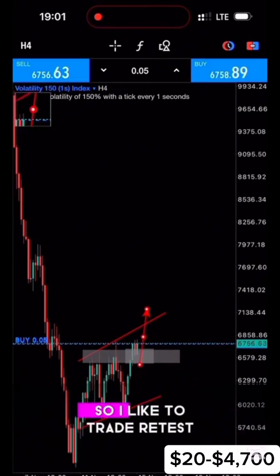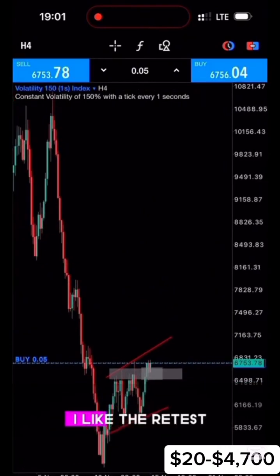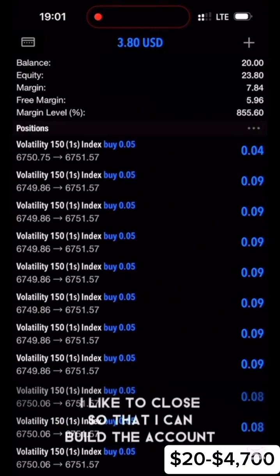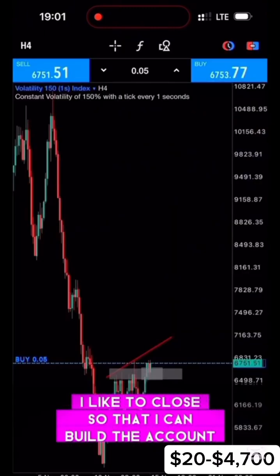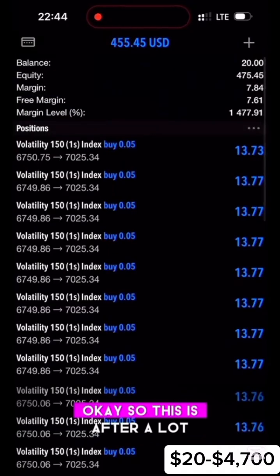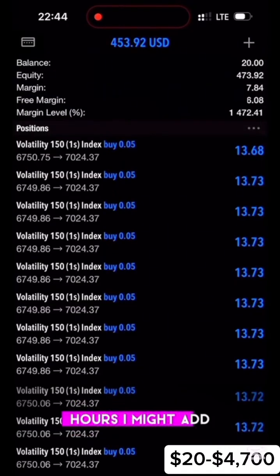Okay, so I like to trade retests. I'm sure I've showed you in my other videos. I like the retest. I don't like to stay in the trades for too long. When I get profit, I like to close so that I can build the account, so that the account can accumulate more trading lots. Okay, so this is after a lot of minutes, hours I might add.